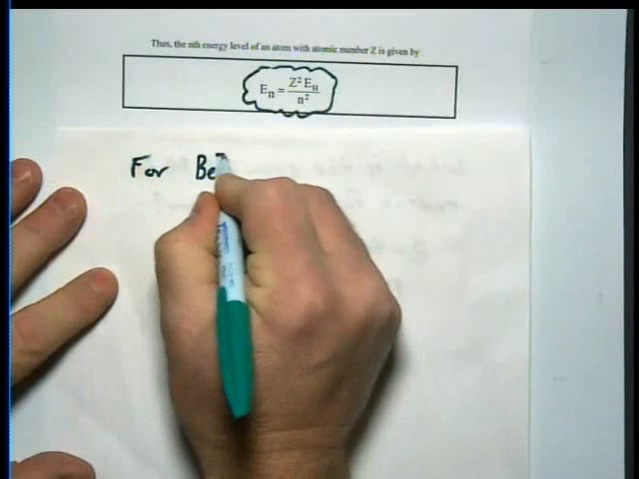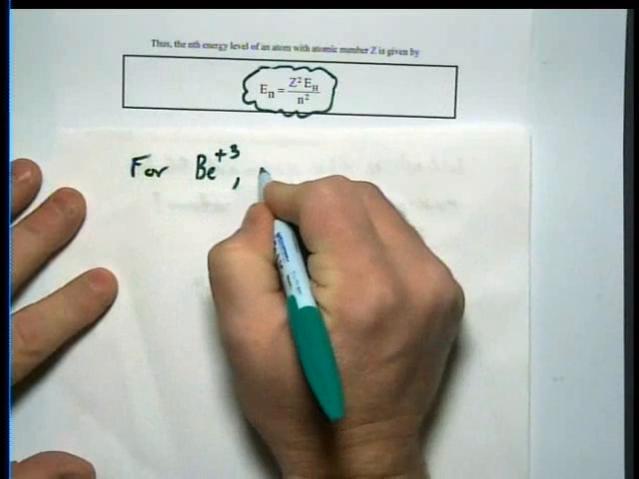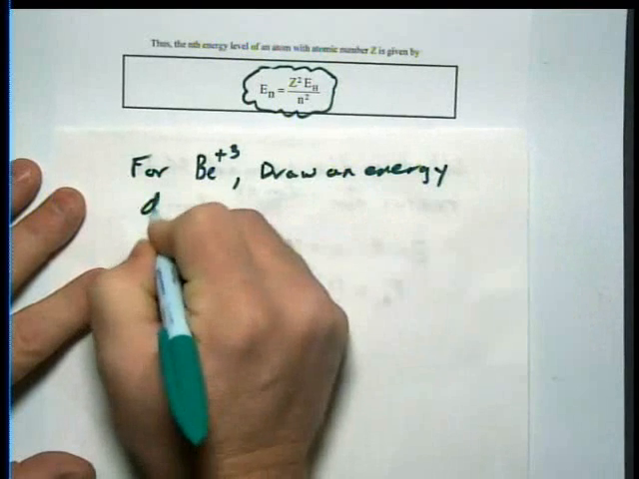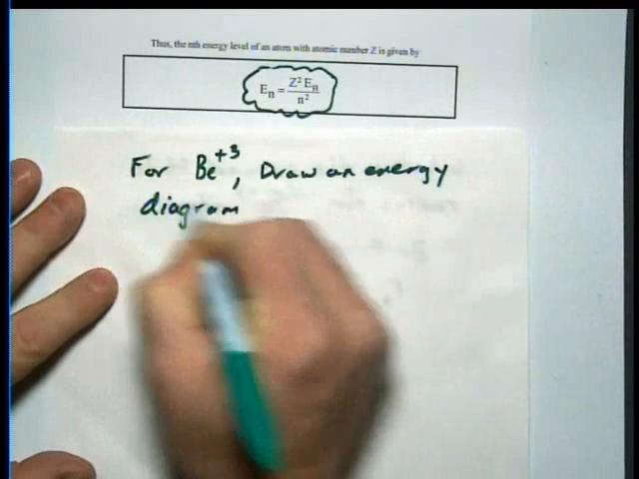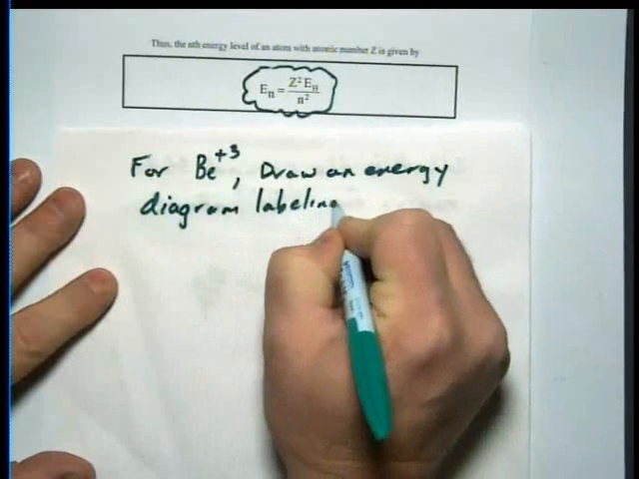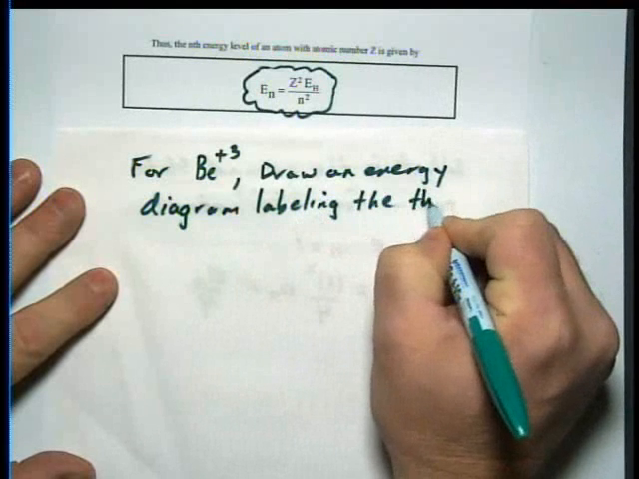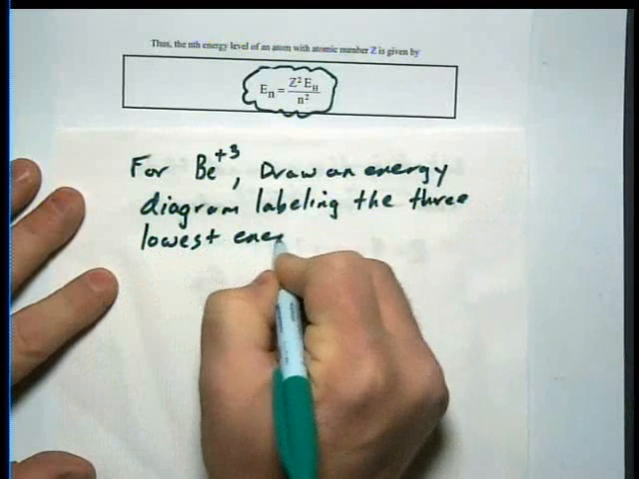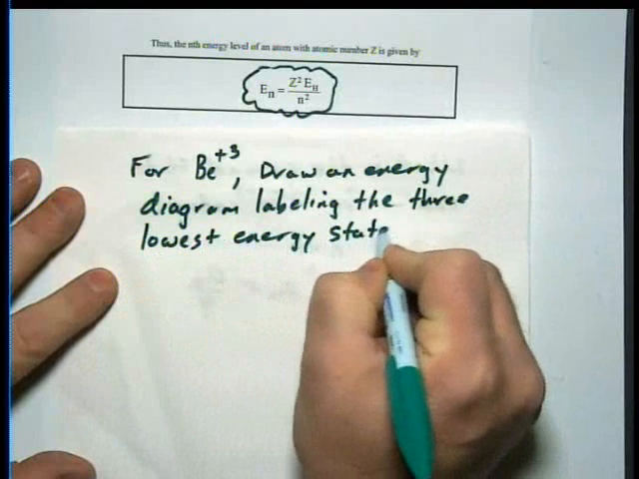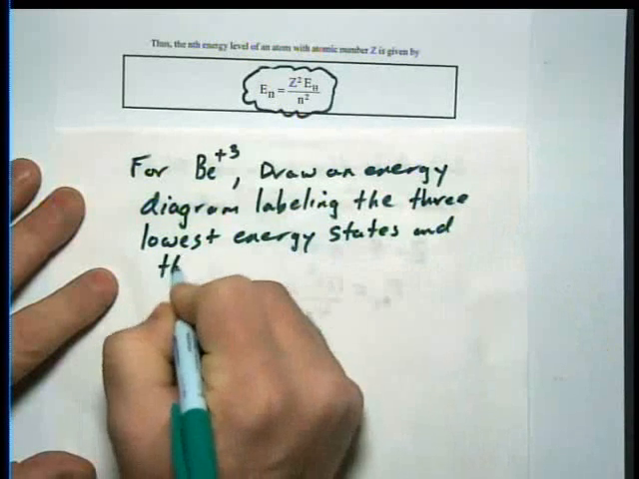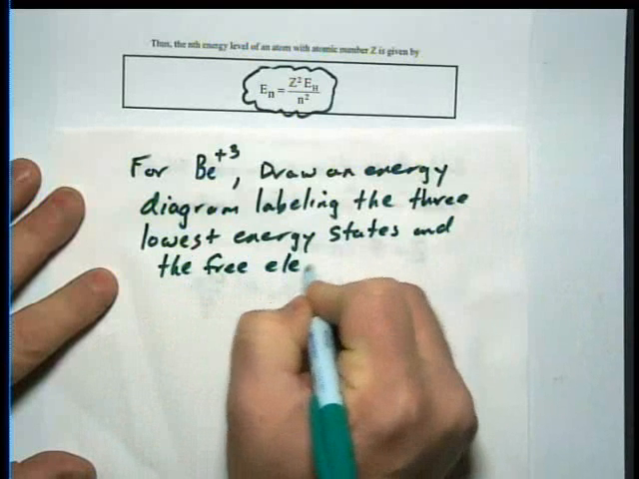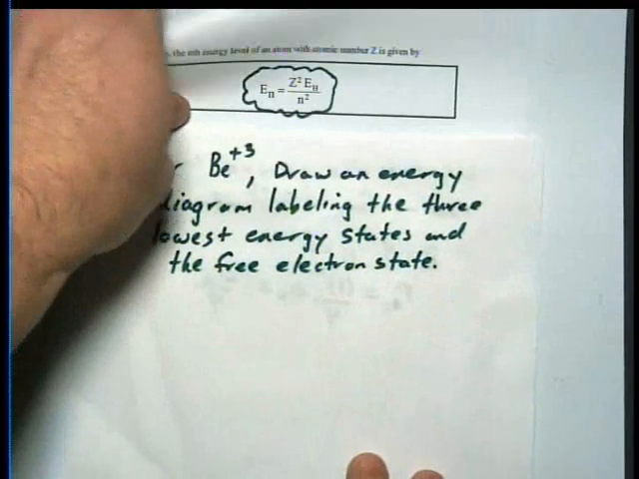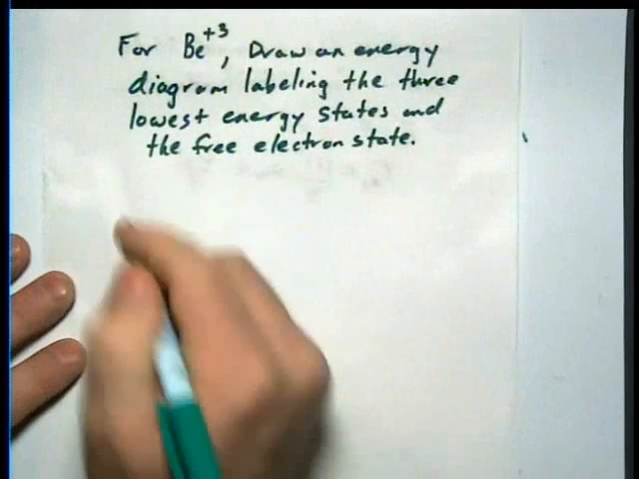For beryllium plus 3, draw an energy diagram, labeling the 3 lowest energy states and the free electron state. So again, we got Z equal 4.